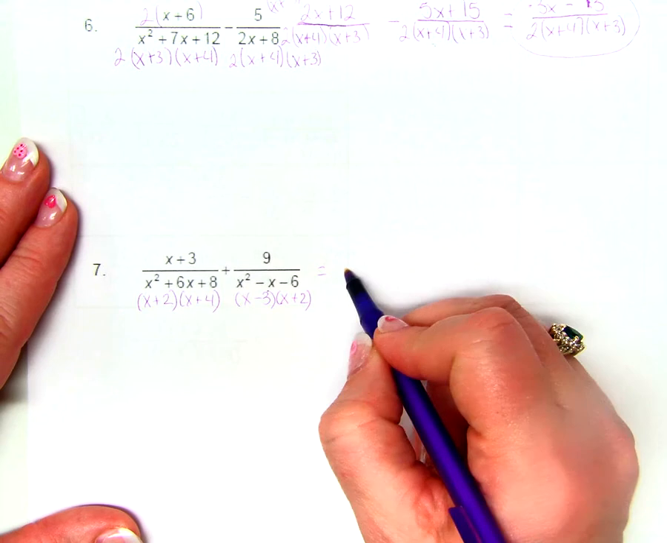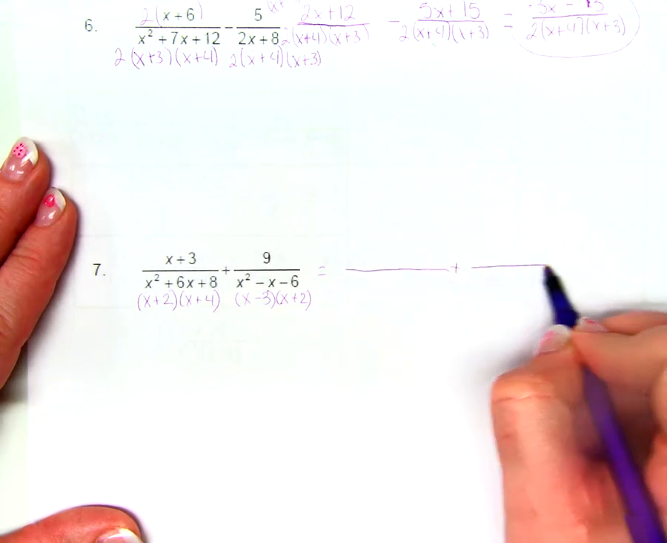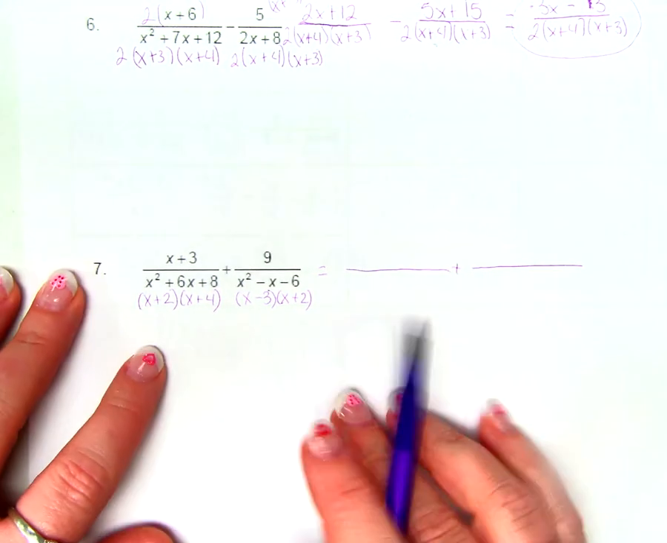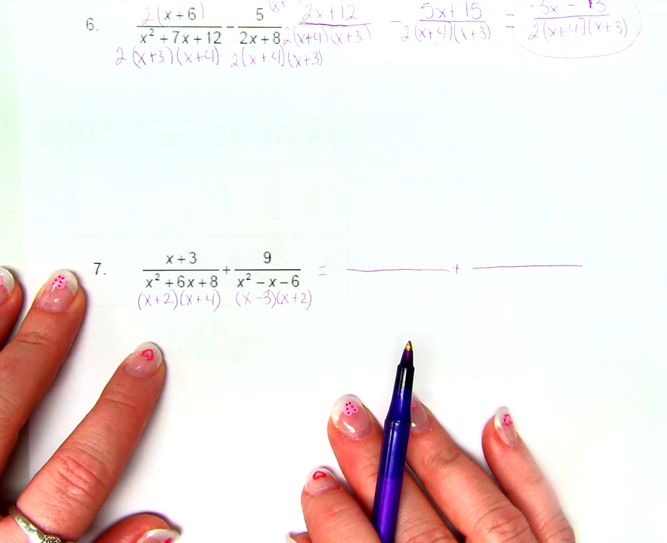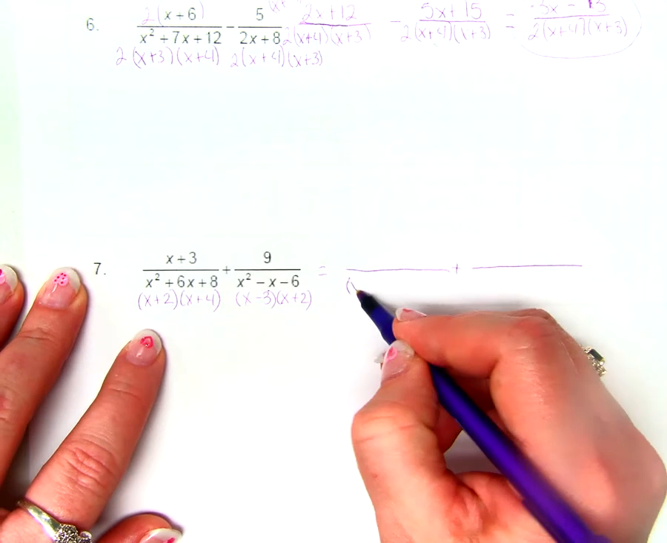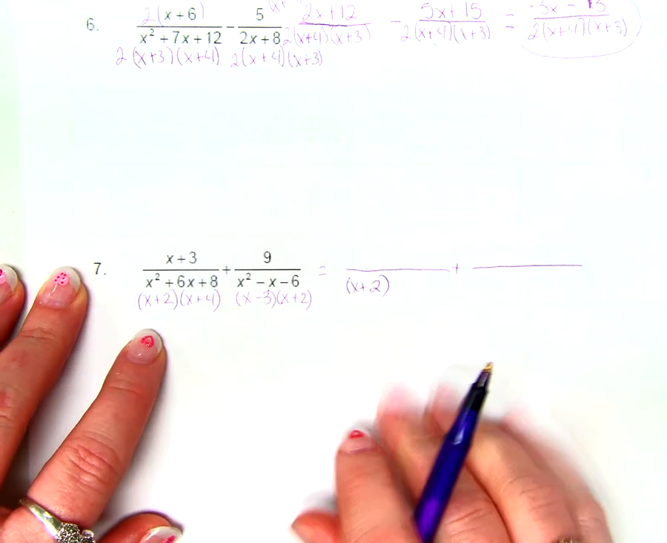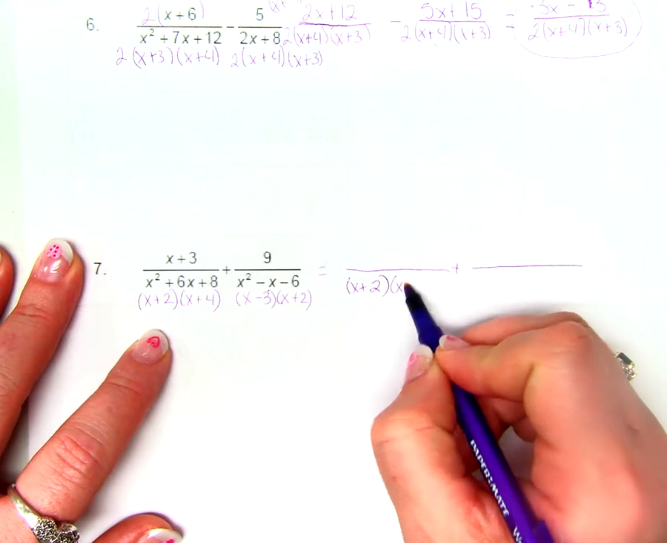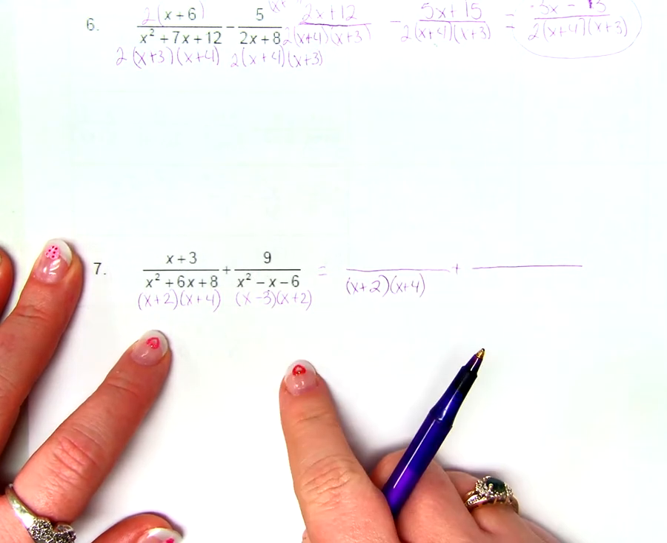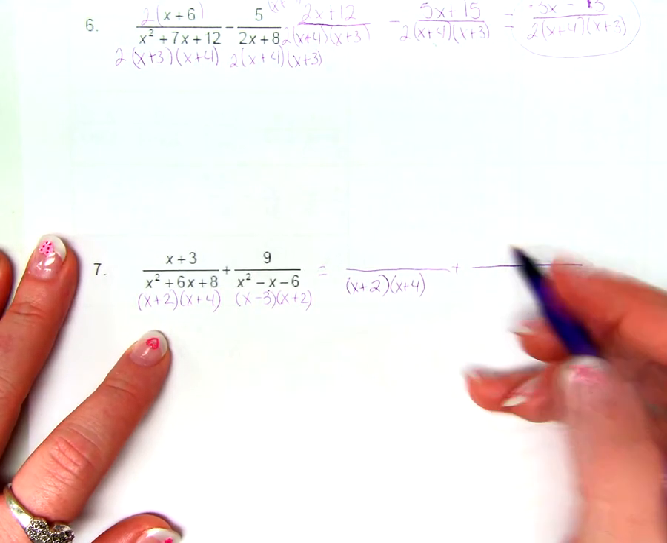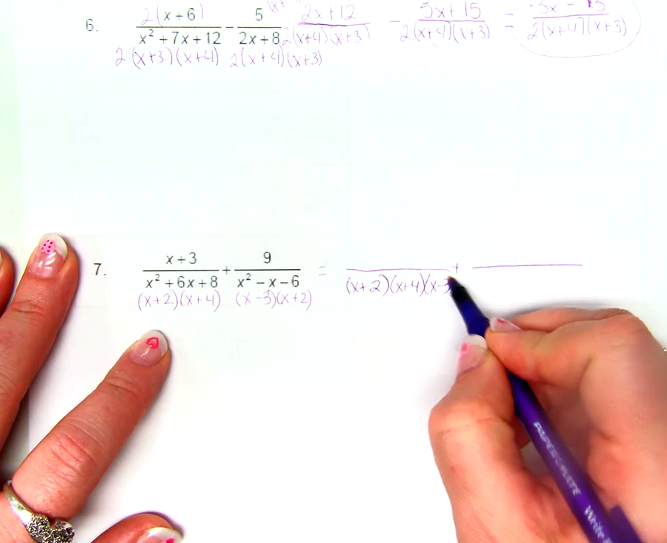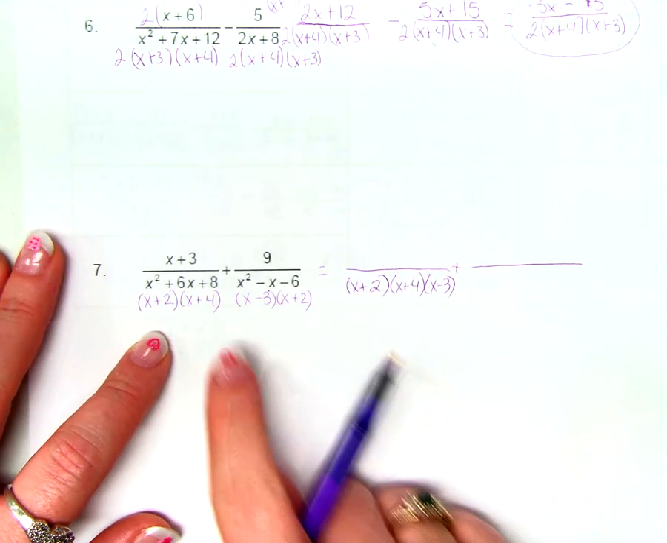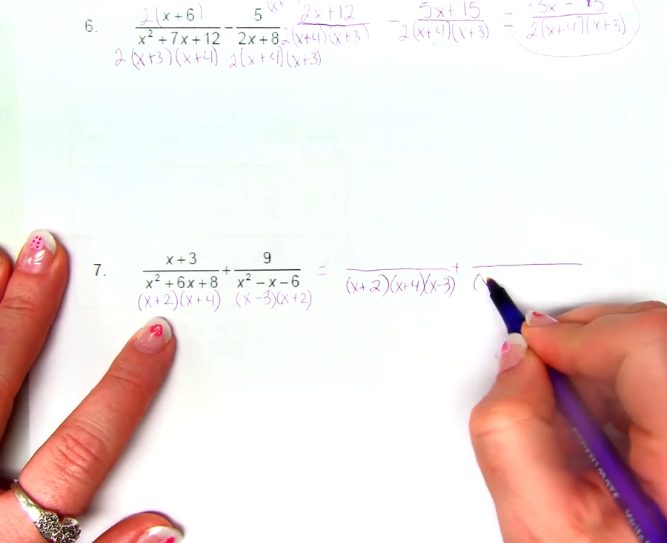So I go to my pattern. Is there a factor that they share? X plus 2. Is there a factor that one has that the other one doesn't? X plus 4. Is there another factor that one of them has that the other one doesn't? X minus 3. Okay? So what is this? Here, let me write it over here. Sorry.